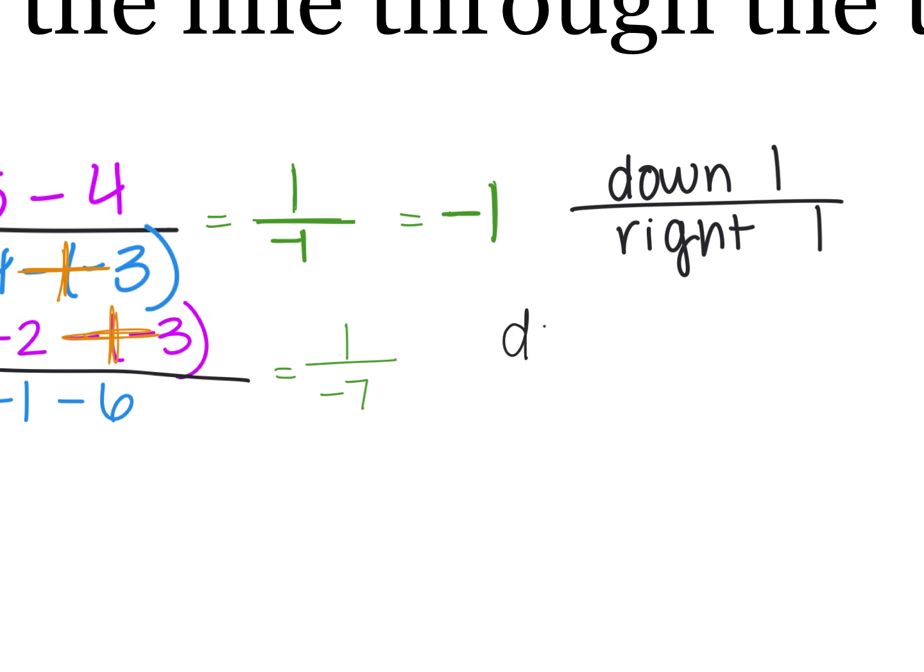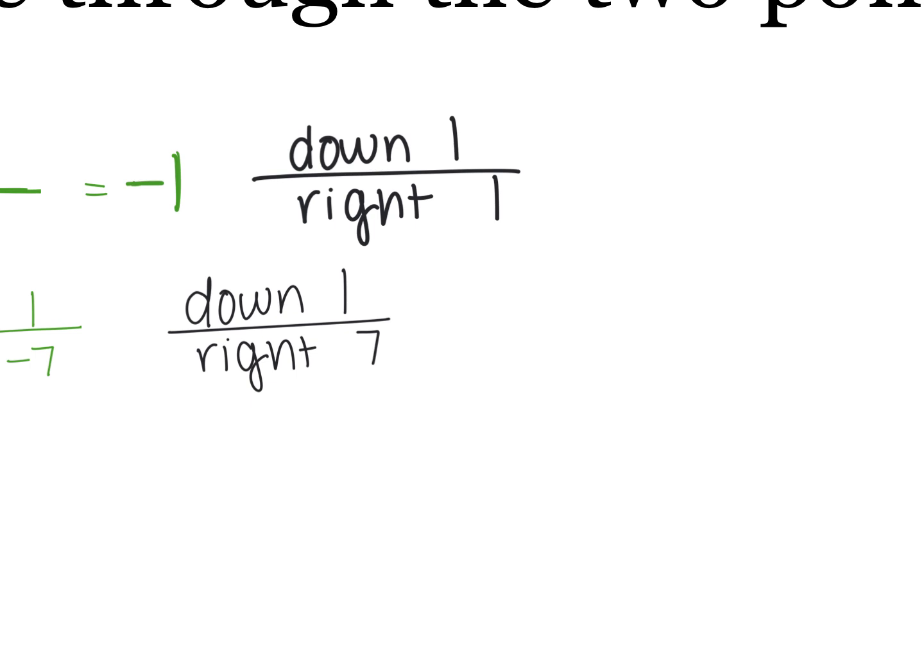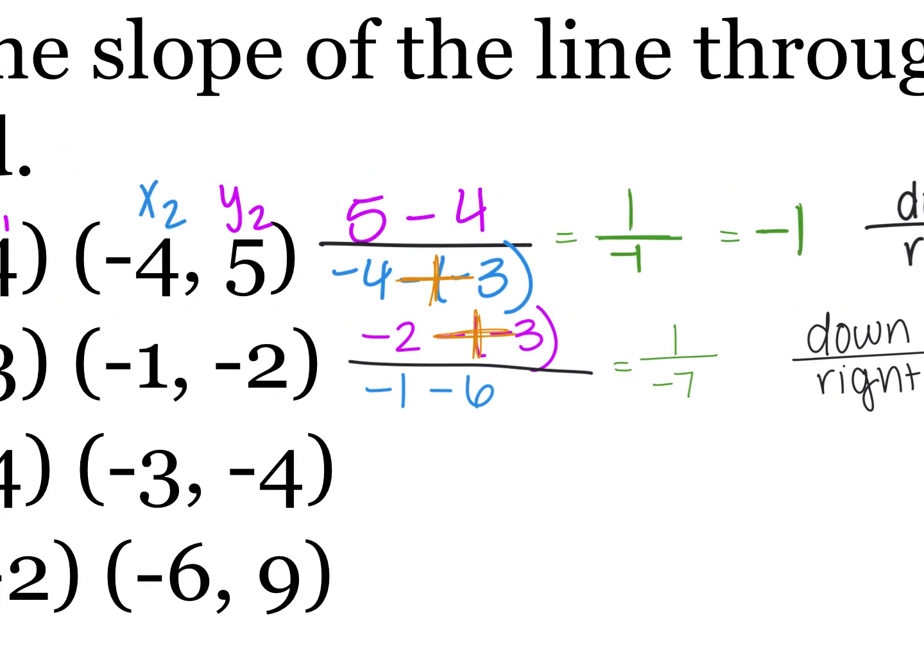Good, I'm going to go down 1, and then am I going left or right? Right. To the right 7. Remember, even though the negative is with the 7, the entire fraction is negative, so that's telling you to go down. So let's say we solved it and we got negative 1 over 7. That's still the same thing. You're going to go down 1 to the right 7. The entire thing is negative.